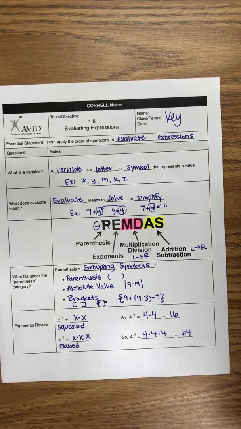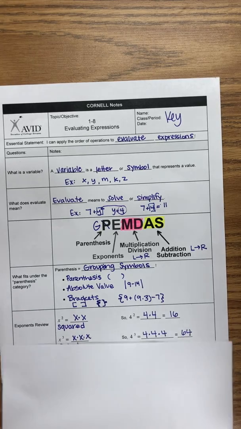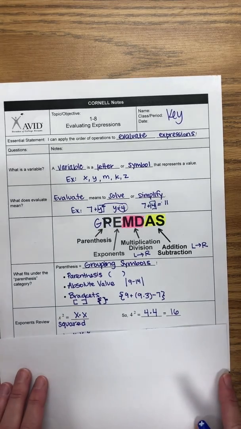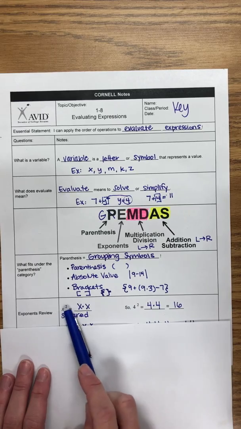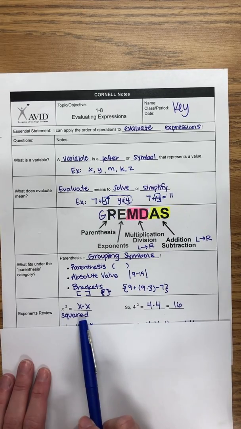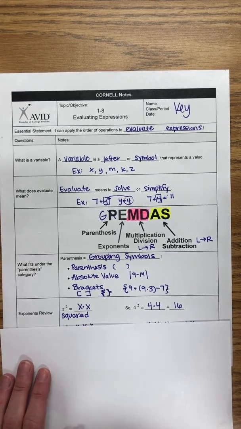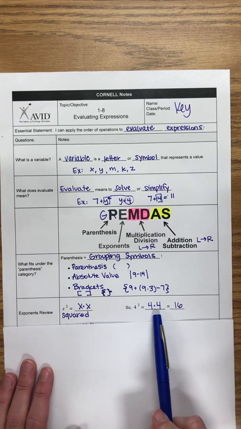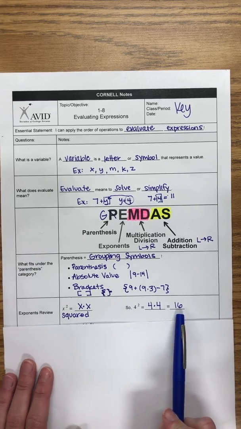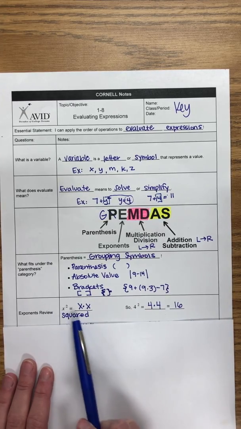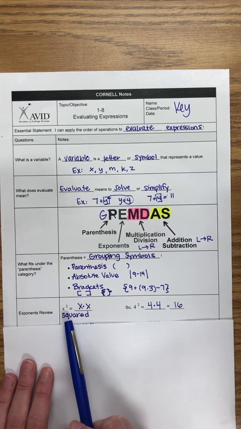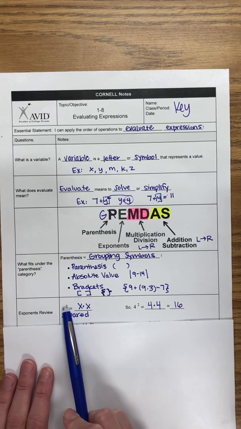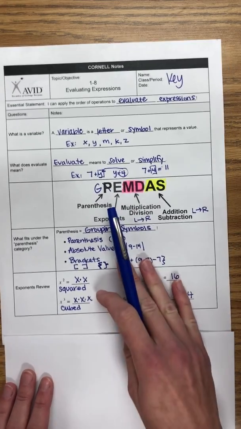Another review is of exponents. We have squared, which is x squared, the number 2. So x to the second power is what squared is. That means x times x. And the example here is 4 squared, 4 times 4, which is 16. Remember, squared is two-dimensional. An actual square is two-dimensional, which is why we use the number 2.